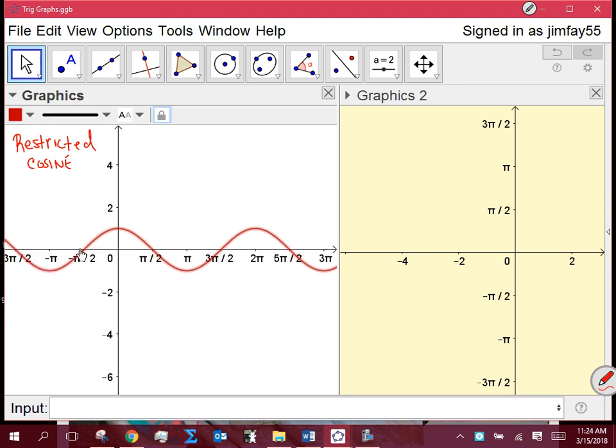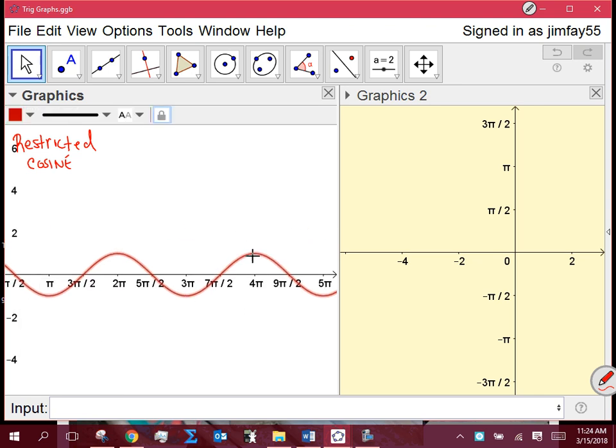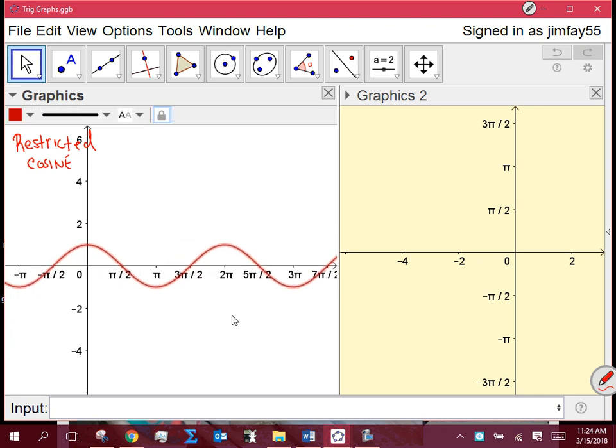And the same thing happens for increasing. We say from negative pi to 0, it's increasing. From pi to 2 pi, it's increasing. From 3 pi to 4 pi, it's just increasing. So we got a lot of places where we can cut this thing up and see that it's only increasing or decreasing in those places.